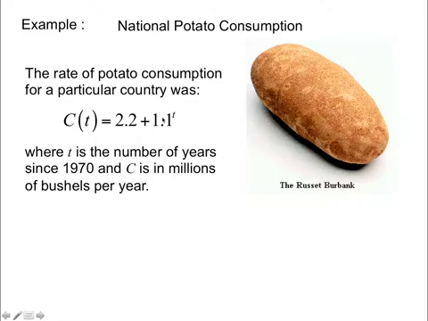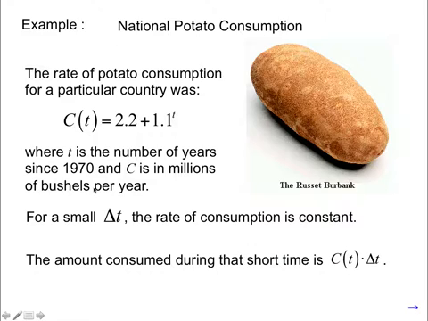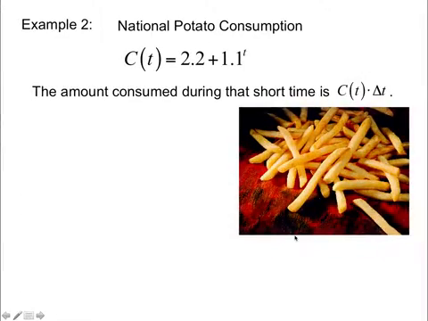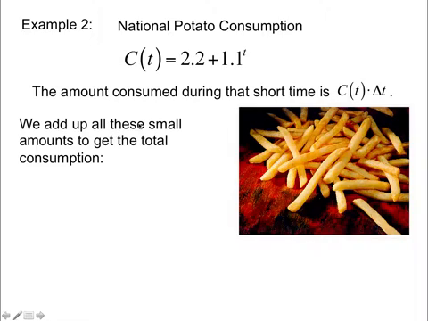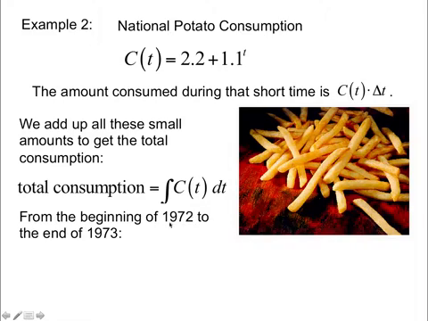So if we look at the potato consumption starting in 1970, then we can say that the amount consumed, if this is the rate, this is the number of millions of potatoes per year. So we know it's a rate because of the word per. So if we take this rate times time, we're going to get millions of bushels, looking at the units. So we're going to model this function, and then we're going to integrate it over the time interval that we're concerned about. And so we're going to go from the beginning of 1972 to the end of 1973.